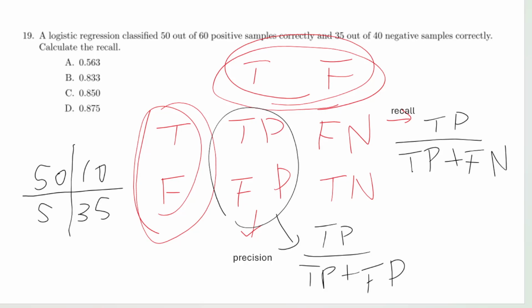And then now you have to do the recall. So what should I calculate? 50 over 50 plus 10, which is 60. I forgot what this value is. 0.833. Okay, so good. So this will be B. I'll give you a bit of time to write this down.